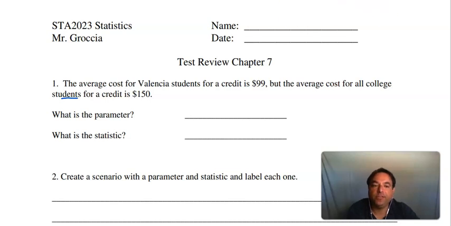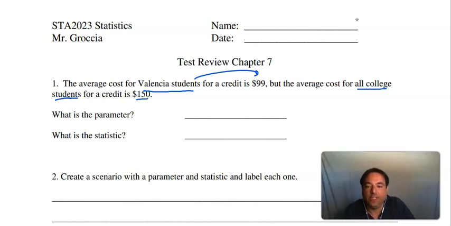Okay, here are your video solutions for the test review chapter 7. First question says the average cost for Valencia students for a credit is $99. So for Valencia students, it's $99. But the average cost for all college students is $150. So all college students, $150.